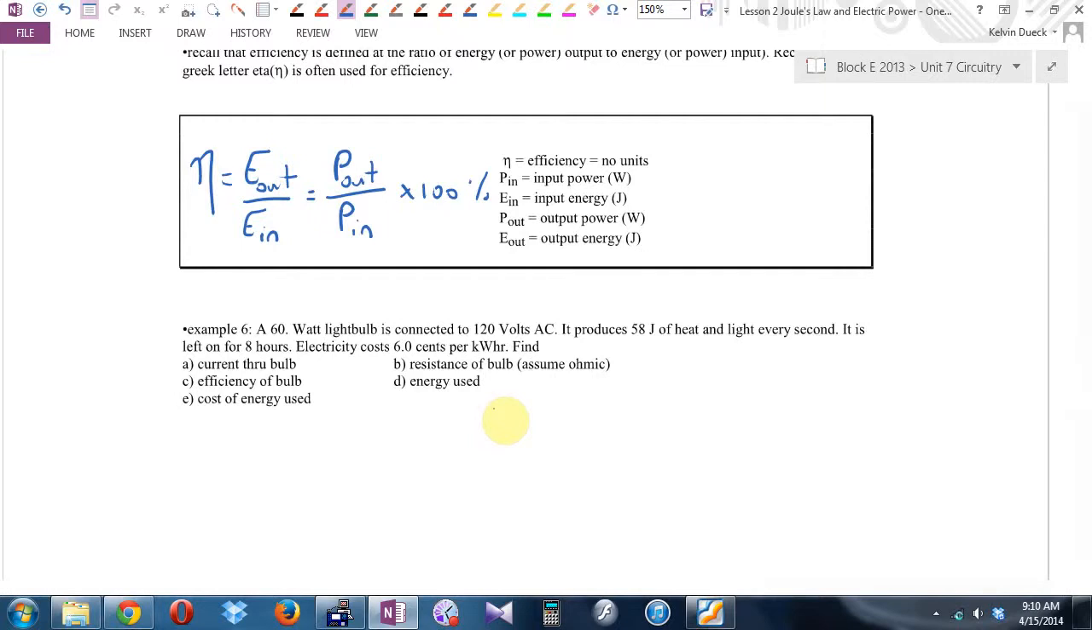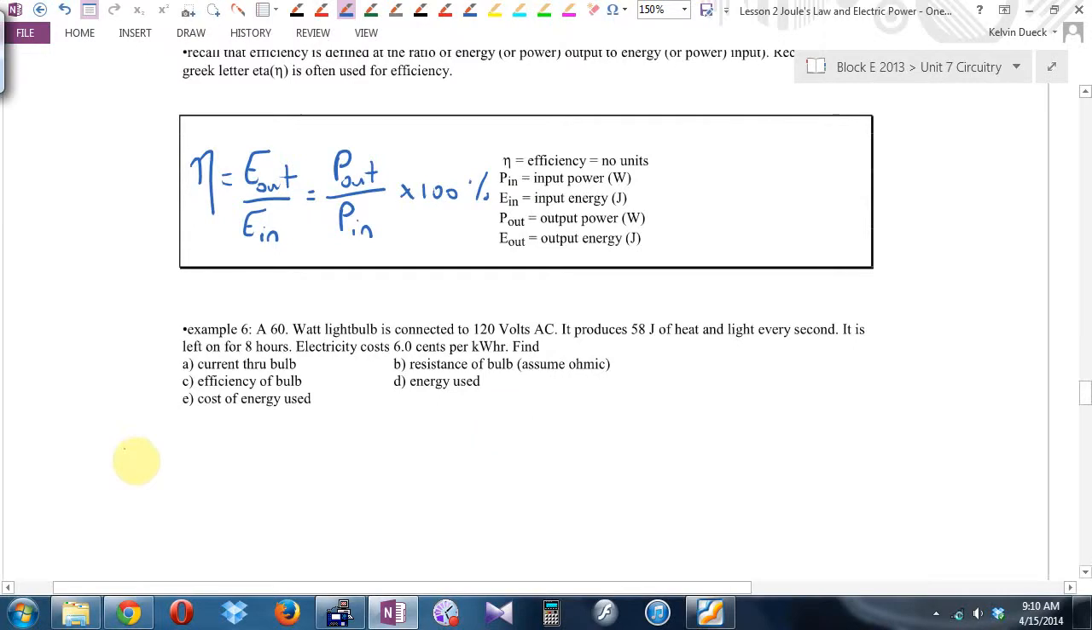Let's do some physics that our politicians in Ottawa did, but arrived at the wrong, dumb conclusion. Well-meaning conclusion, but the wrong, dumb conclusion. Example 6. A 60-watt light bulb is connected to 120 volts. Okay, so I've got the power, I've got the voltage. It produces 58 joules of heat and light every second. It's left on for 8 hours. Electricity costs 6 cents per kilowatt hour.